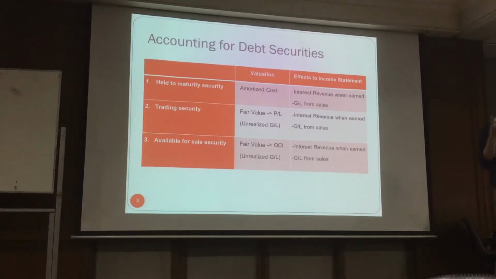Amortized cost adjusts against what? Interest revenue. If you recall, when you issue a bond and amortize the bond discount or premium on bonds payable, you adjust with interest expense, right? Now turn your head to the investor. You have interest revenue, so you adjust amortized cost against the interest revenue.